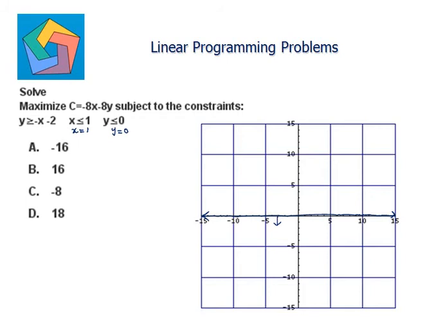Let me first of all, here is 1, 2, 3, 4, 5, 6, 7, 8, 9, 10, minus 1, minus 2, minus 3, minus 4, minus 5, minus 6, minus 7, minus 8, minus 9, minus 10. So this is the point 1. So a straight line passing through this point. So this is the graph of the line x less than or equal to 1.